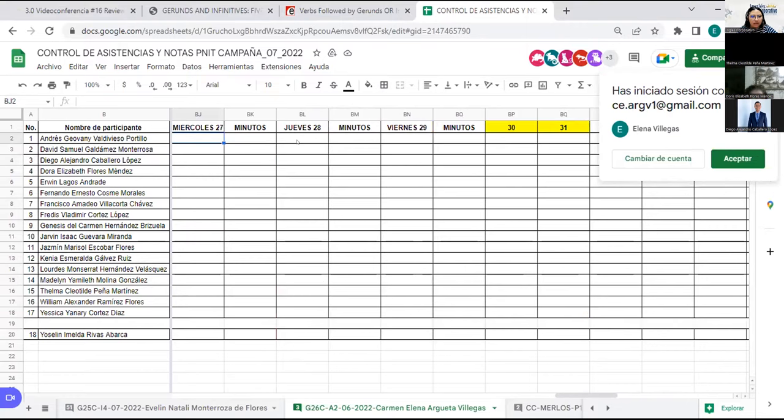Aquí estamos. Andrés, Giovanni, Valdivieso, Portillo. Present. David, Samuel, Galdames, Monterrosa. Present, teacher. Diego, Alejandro, Caballero, López. He's still there, right? Yeah. Dora Elizabeth Flores Méndez. Present. Erwin Lagos Andrade. Present, teacher. Fernando Ernesto Cosme Morales. Present. Francisco Amadeo Villacorta Chávez. Present, teacher. Fredis Vladimir Cortés López. I'm here. Génesis del Carmen Hernández Brizuela.